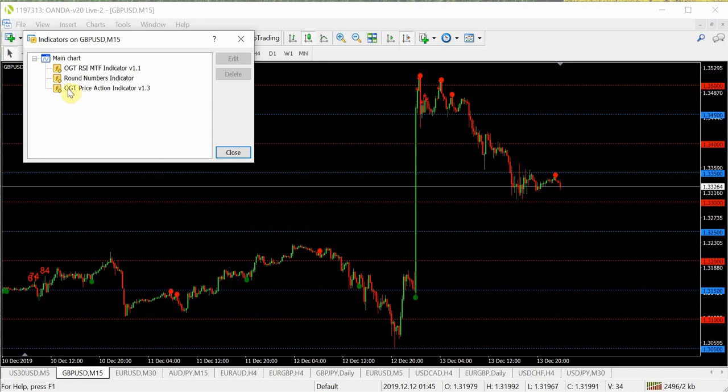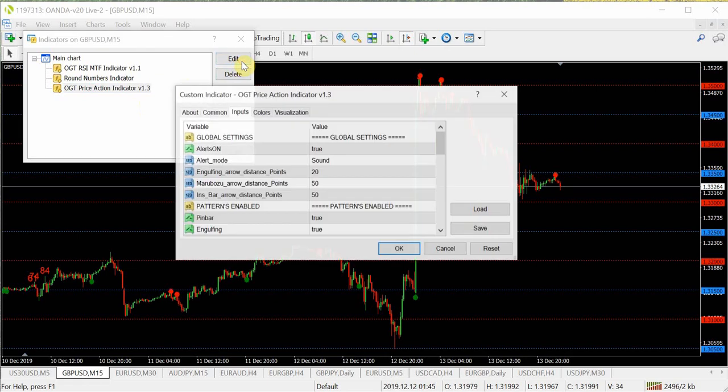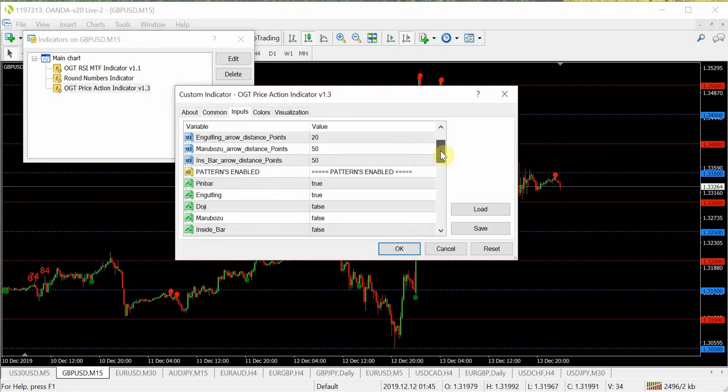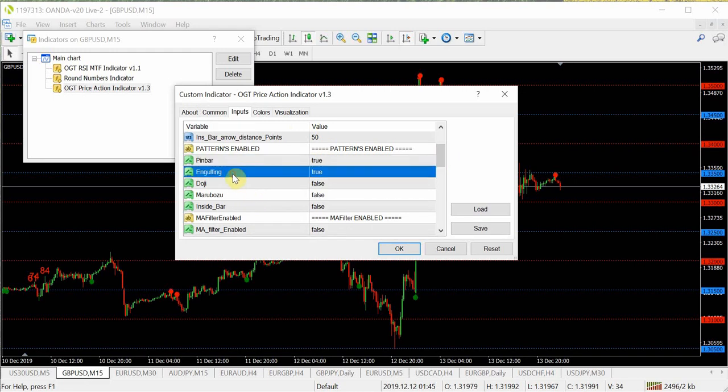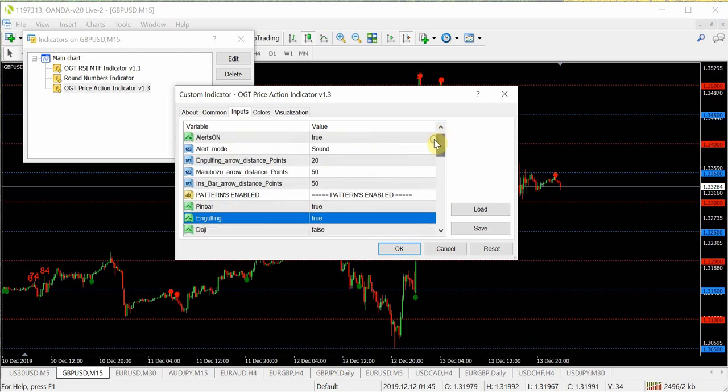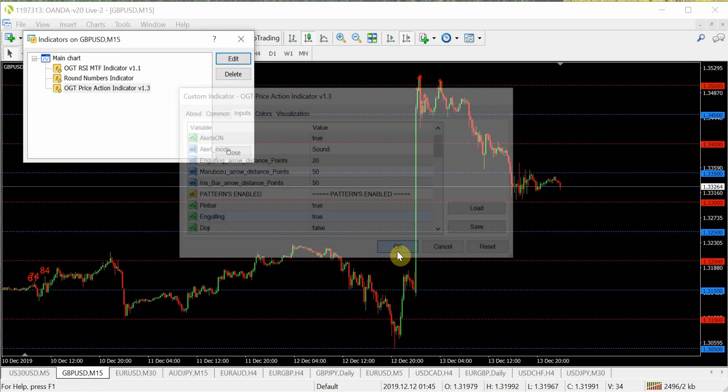Going from bottom to top, I've got the OGT Price Action Indicator version 1.3. This is the legacy indicator that me and my team have created. Again, it's absolutely free. Link in the description. To let you know what price patterns I've got enabled, it's the pin bar and the engulfing. And again, if you're new to all of these settings, there's lots of videos on my channel that go through the individual settings in a lot more detail.